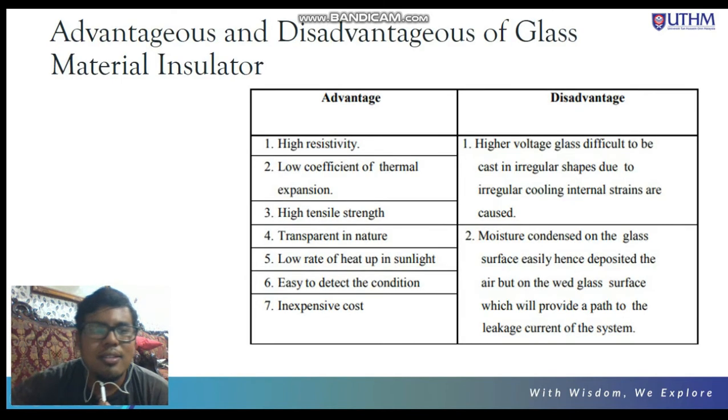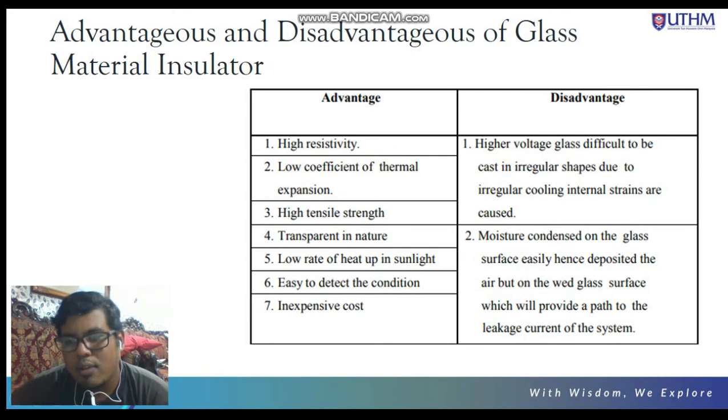Alright, the next is the advantages and disadvantages of the glass material insulator. For advantages, there are many. The first is high resistivity. The second is a low coefficient of thermal expansion, and third, high tensile strength. Fourth is that it is transparent in nature, and next is the low rate of heating up in the sunlight, and next is that it is easy to detect the condition, and last is inexpensive cost. That is very important.